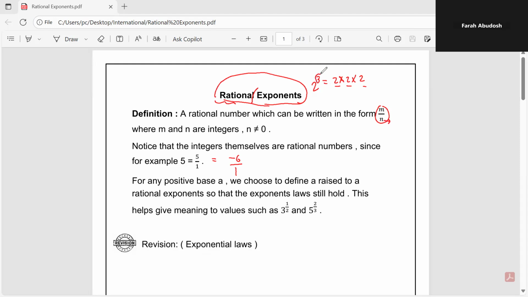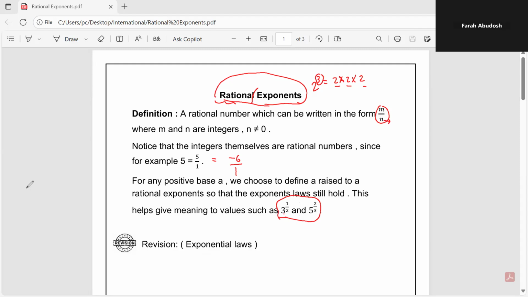Before, the power was an integer: a positive number, or zero, or a negative number. But today, the power should be rational, a fraction, something over something. For example, 3 to the power 1 over 2, or 5 to the power 2 over 3. In this section, we will deal with these numbers, and the rational form of the power means something. We will know it later on.